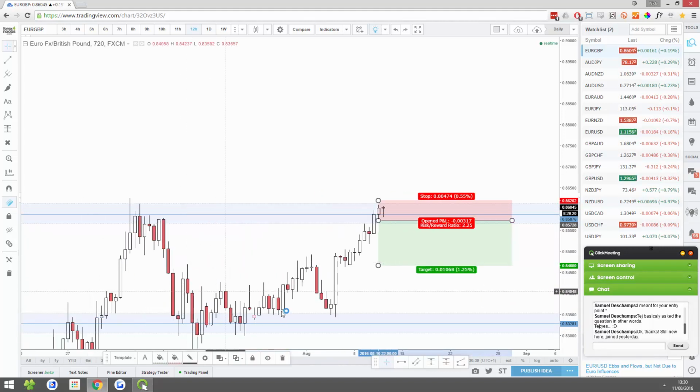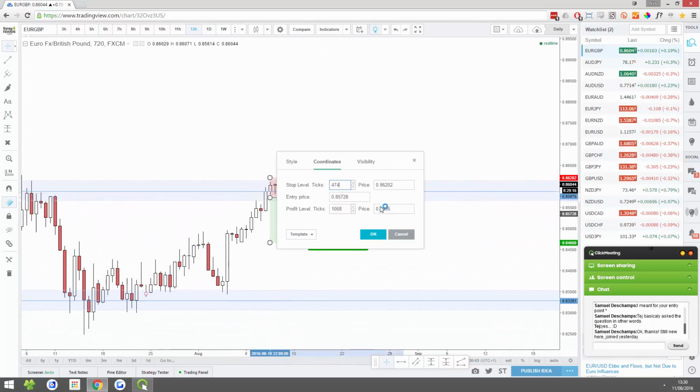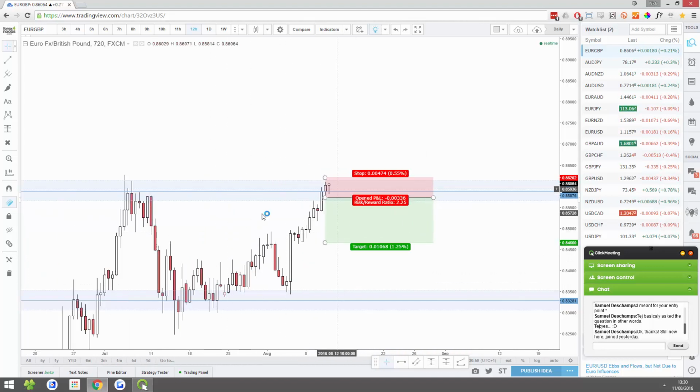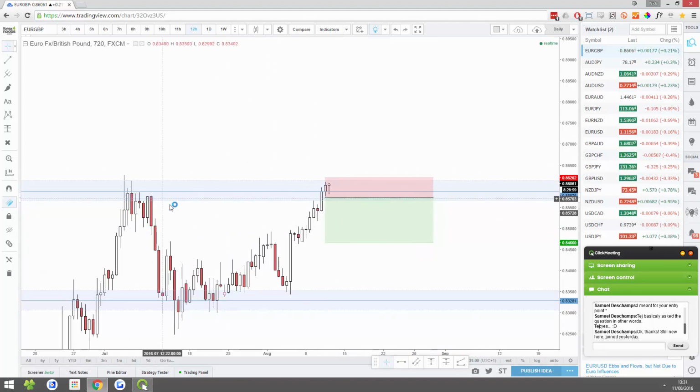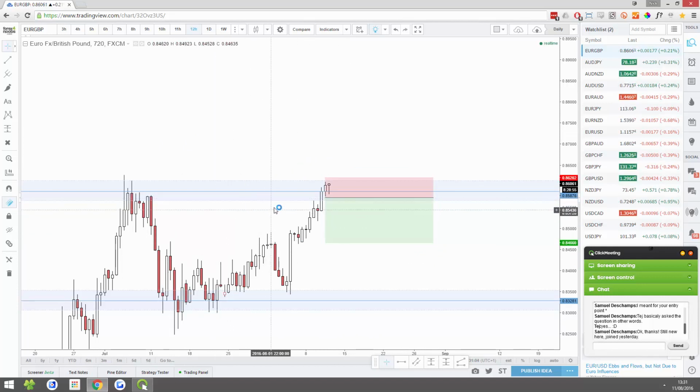Yeah, something like this. So an entry around roughly the 85.70, stop loss around roughly the 86.20, and a target around roughly the 84.65. Those are all rough targets and stops, but yeah, something like that is how I would want to play this one out.